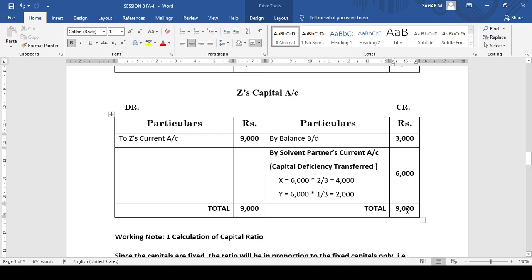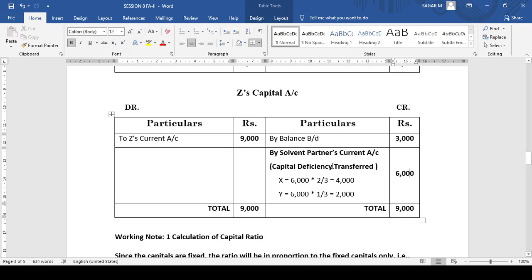Keep the same total on the credit side, 9,000. If you deduct 3,000 rupees, the difference amount is 6,000. Now, this is called capital deficiency. So, this capital deficiency should be transferred to solvent partners' current accounts, because according to the rule of Garner vs. Murray, the capital deficiency of an insolvent partner should be borne by solvent partners in their capital ratio.